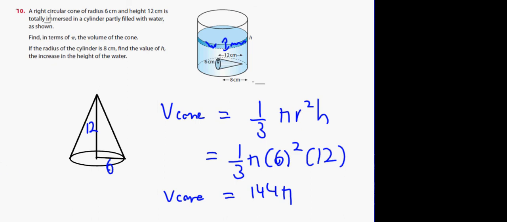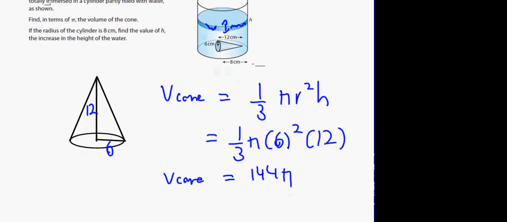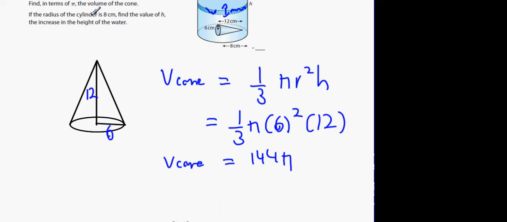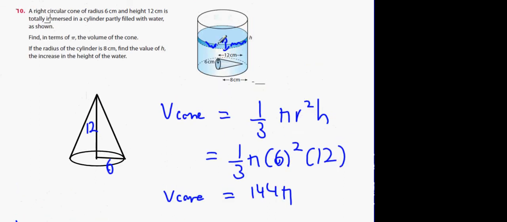Okay, 144 pi. Now, if the radius of the cylinder is 8 centimeters, find the value of h. So the volume of the cone equals the volume of the cylinder of water. Not the full cylinder, right? Just this part here. What's the volume of this cylinder of water? Can anybody tell me?